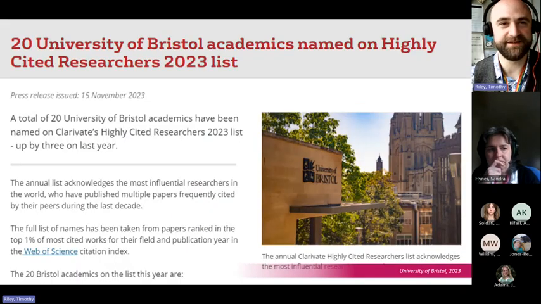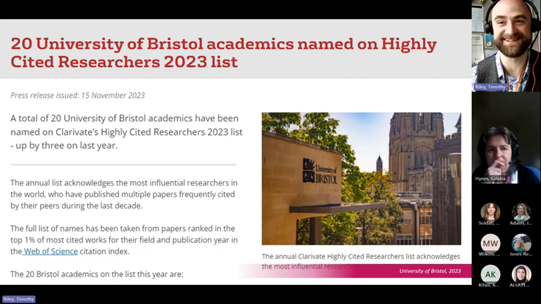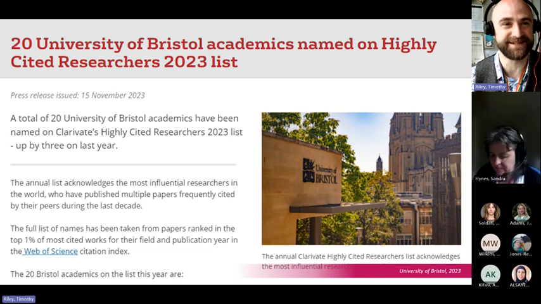Or you might have seen universities. This is not Aberdeen, this is somewhere else. This is just the first one that came up coincidentally when I Googled this, but this was a university saying, look, we've got these highly cited researchers. Look, we've got more researchers on the list from our institution this year. So what does that mean? Why might universities do that? So you might have seen metrics mentioned in this kind of context.